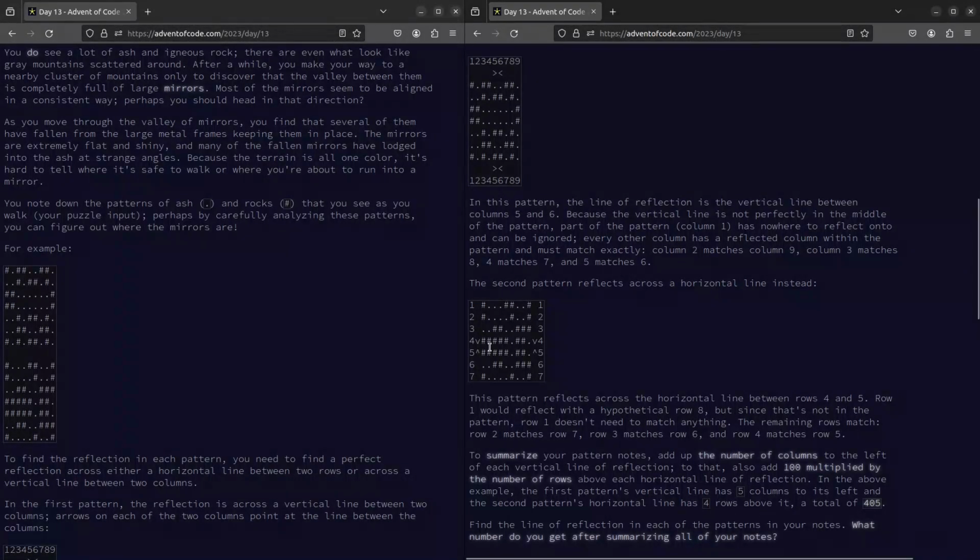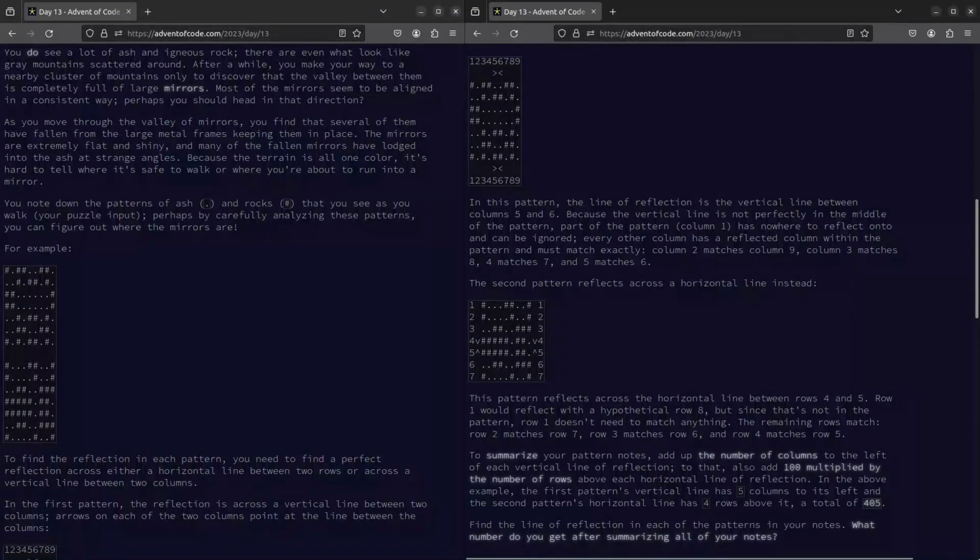The second pattern reflects across a horizontal line instead. This pattern reflects across the horizontal line between rows 4 and 5. Row 1 would reflect with a hypothetical row 8, but since that's not in the pattern, row 1 doesn't need to match anything. The remaining rows match. Row 2 matches row 7, row 3 matches row 6, and row 4 matches row 5.